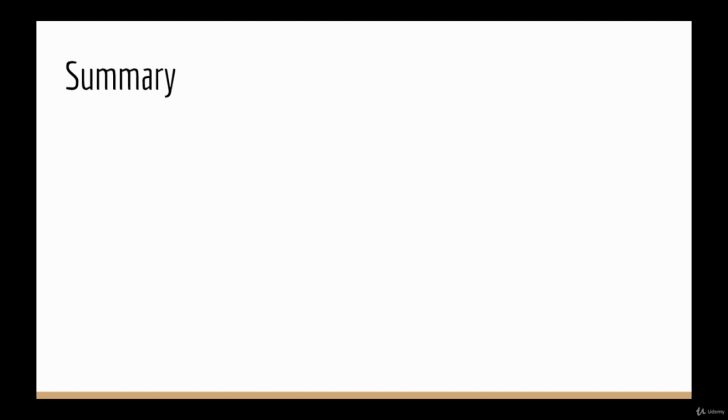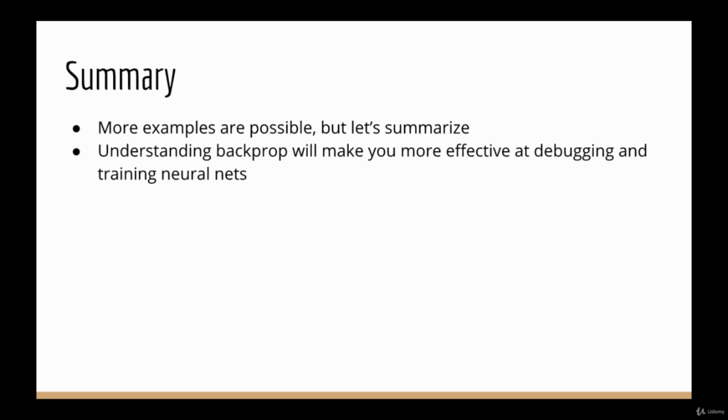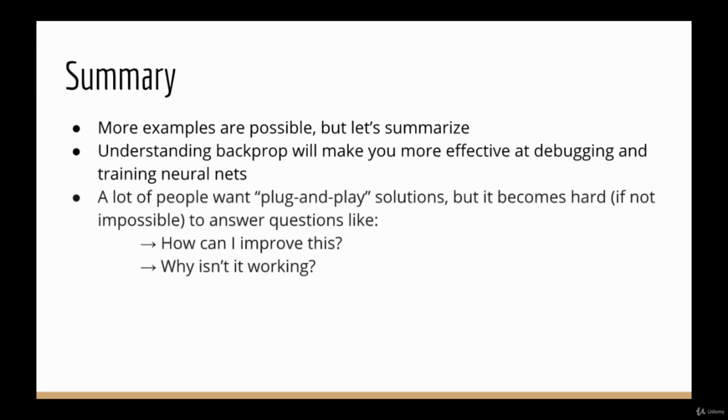Now there are a lot more stories and examples we could go through as purely practical examples of why backpropagation is important, but I think what we've discussed so far is sufficient. If I had to summarize it quickly, I'd say backpropagation is going to make you much more effective at debugging neural networks and neural network training. A lot of people are looking for plug-and-play solutions, but if you're not familiar with the details, then it's hard to answer questions like, how can I improve this? Or how can I figure out why this isn't working? So overall, just understanding backpropagation will make you better at deep learning, whether that's making new and better things or fixing things when they're broken.